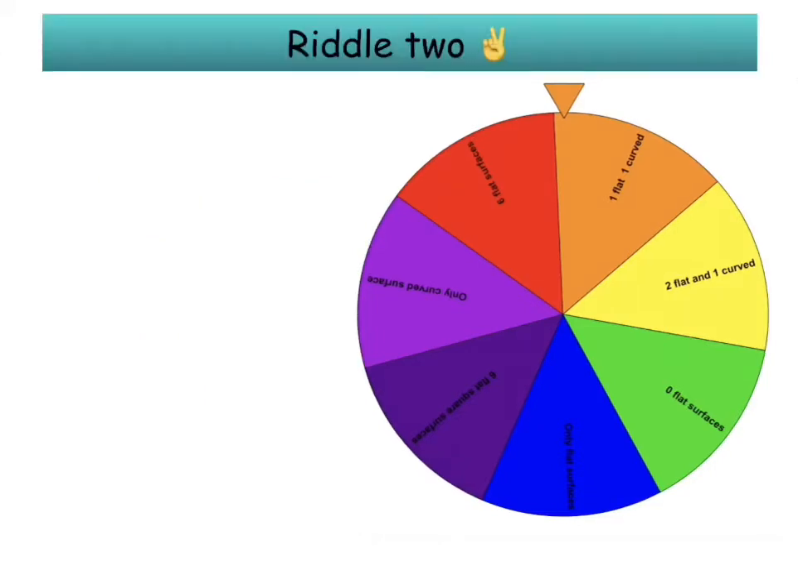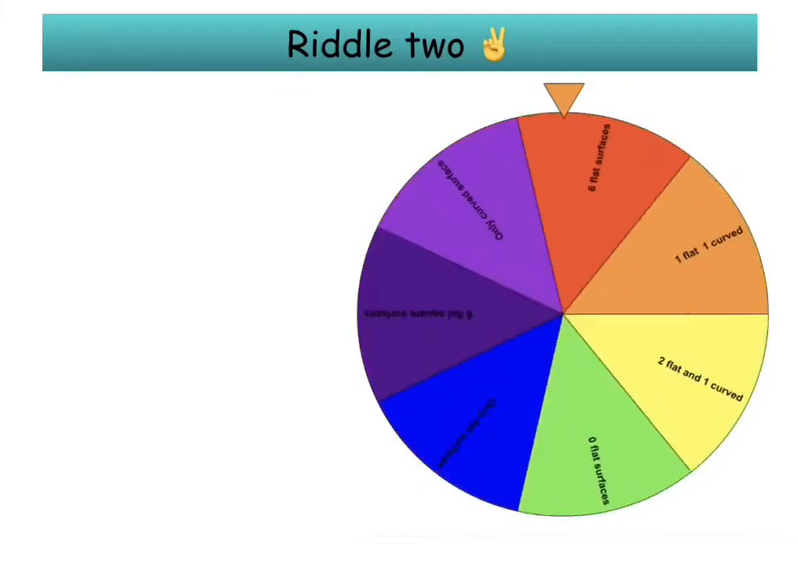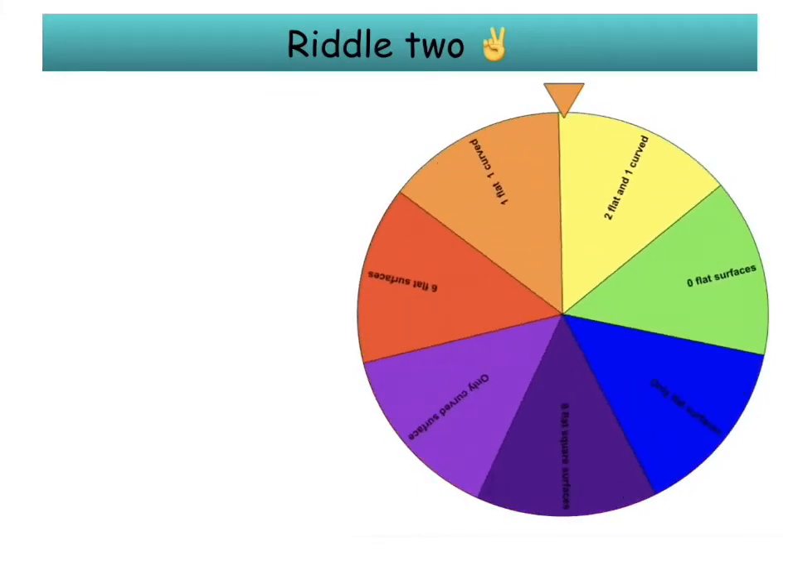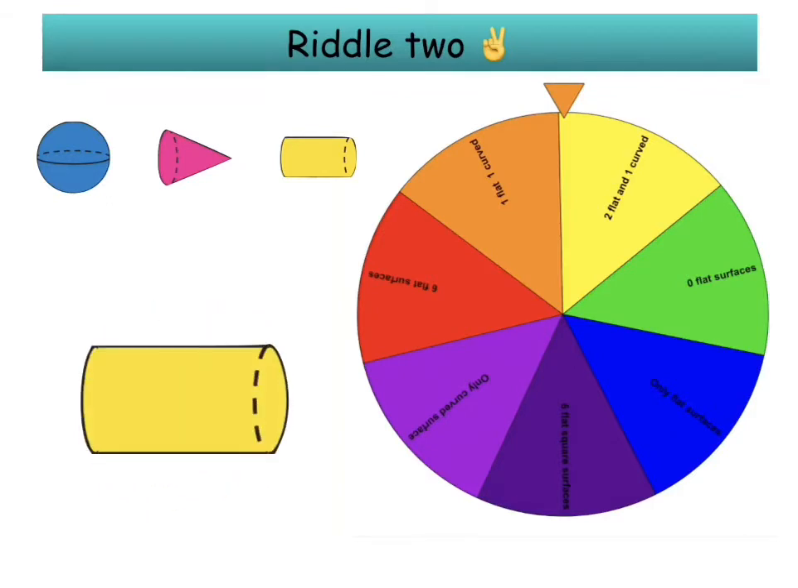The second riddle. So it says two flat surfaces and one curved surface. Which shape, grade 1? Look carefully. Is it the sphere, the cone, or the cylinder? Perfect. It's the cylinder.